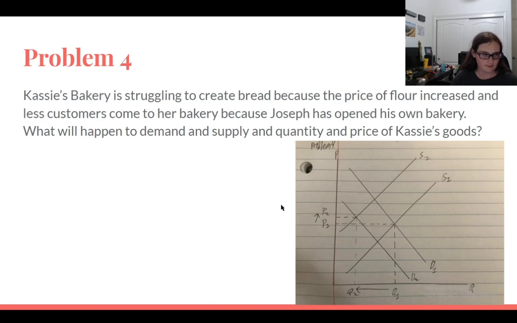Problem 4. Cassie's bakery is struggling to trade bread because the price of flour increased and less customers come to her bakery because Joseph opened his own bakery. What will happen to demand, supply, quantity, and price of Cassie's goods? Since the price of flour increased, the supply will decrease, and because less customers came to our bakery, demand is also decreasing as well, causing an increase in price and a decrease in quantity.